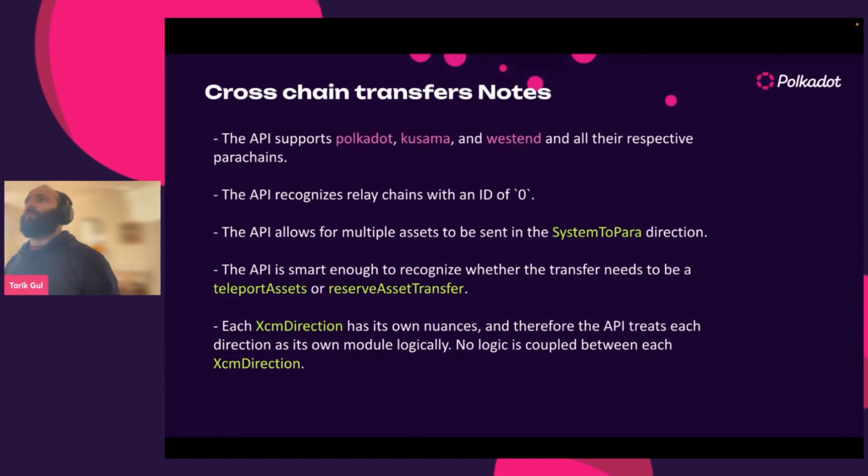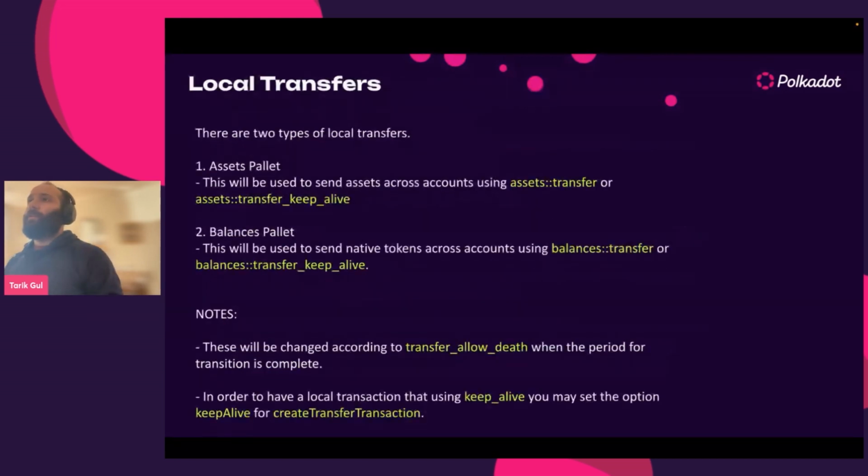So let's go over local transfers really quickly. We support two pallets. That's the assets pallet and the balances pallet. And as the time period for switching over to transfer allow death ends, we'll have a pretty easy transition from one to the other. But until that three-month period ends, we'll have support for transfer and transfer keep alive.